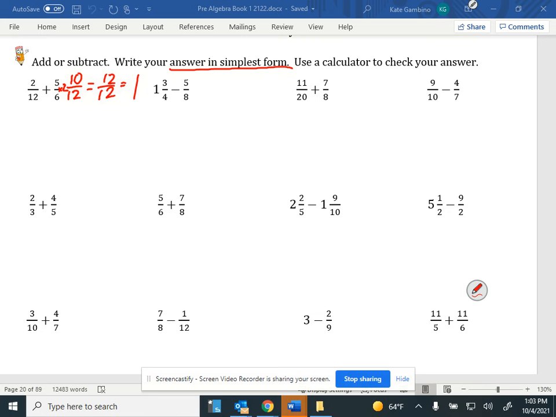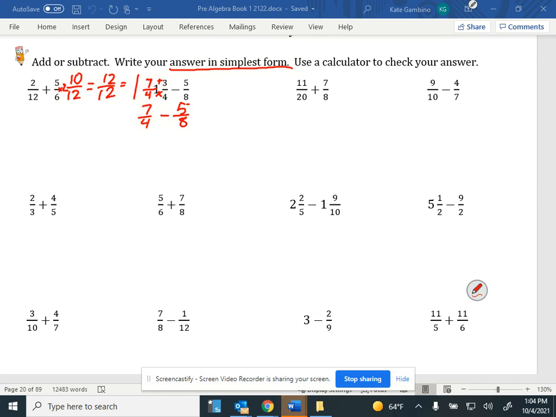Okay. Our next one is one of those mixed numbers. What do I do with my mixed numbers? Cole? You convert it. How do I convert it? You take the mixed number times the bottom number, and you would add it to the top. So I multiply the denominator by our whole number. 4 times 1 is 4. And then I add my numerator. 4 plus 3 is 7. Denominator stays the same. So now I have 7 fourths minus 5 eighths.